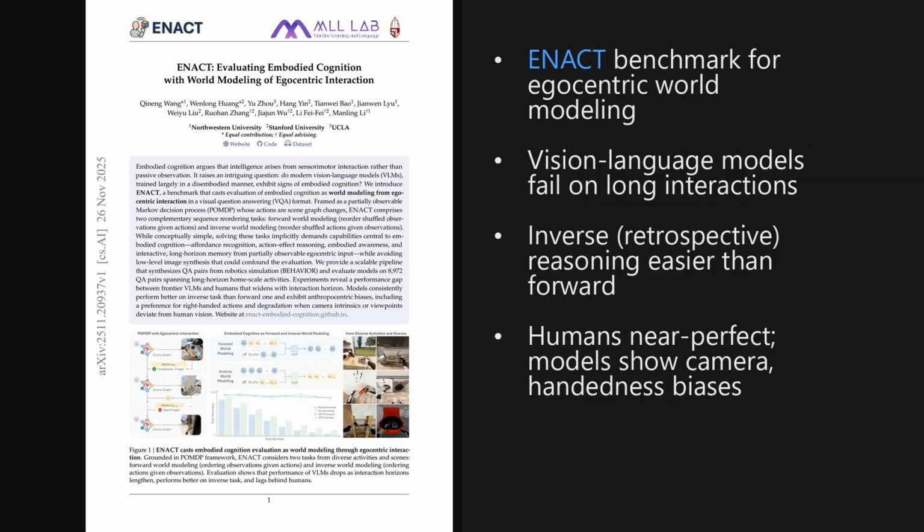I'm Alex. Today we are looking at a paper trending on X, published on November 26, 2025, just yesterday. It introduces a new benchmark for embodied cognition and shows that even top vision language models nearly collapse to zero accuracy on long interactive sequences, while humans stay around 93 to 97%. The paper is titled ENACT, Evaluating Embodied Cognition with World Modeling of Egocentric Interaction.